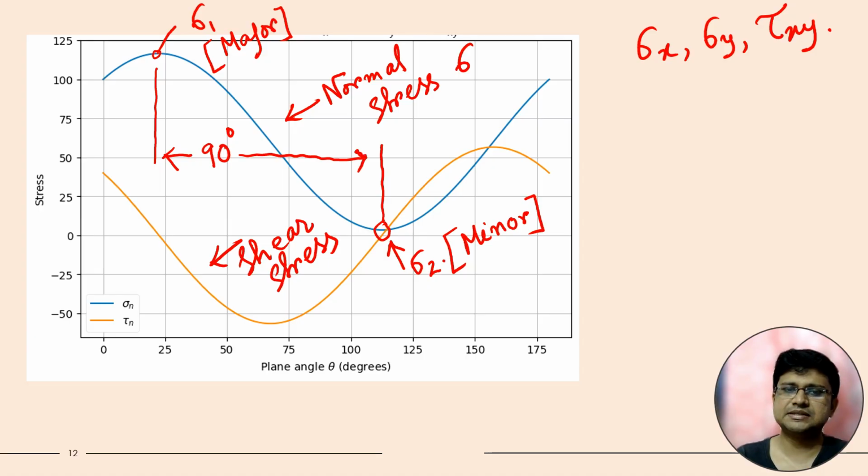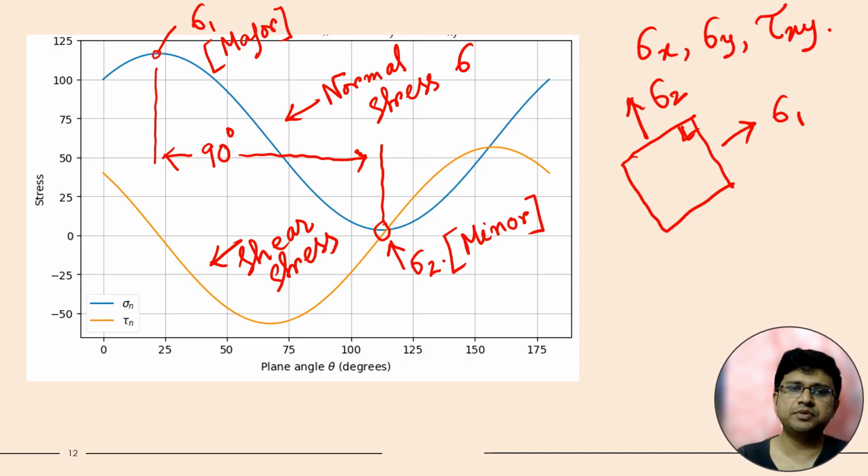That means if we consider two different planes, if this is the plane of major principal stress, then this will be the plane of minor principal stress, and these two will be perpendicular, so their gap will be 90 degrees. And another thing is also very important. Here you can see that when the normal stress is maximum or minimum, at that point you will find that the shear stress is 0.